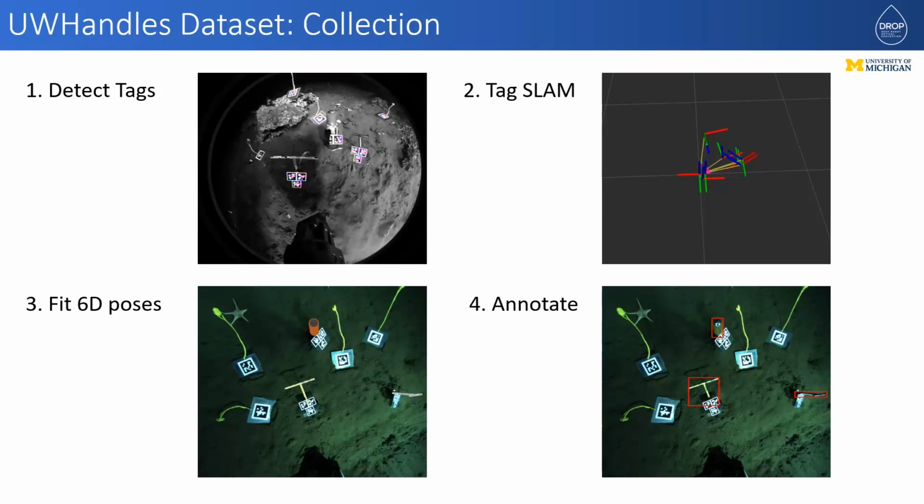Third, object models are fit into the image sequence using a custom annotation tool we call VisPose to recover the object poses. Fourth and finally, the image sequence can be exported with the object pose and bounding box annotations. The VisPose annotation tool is also released as open source with this dataset.